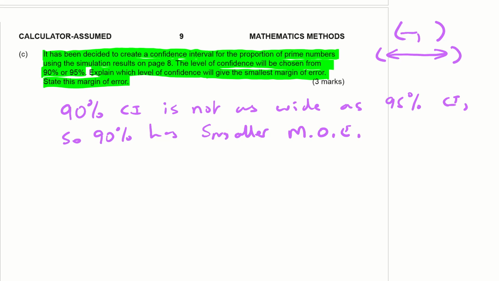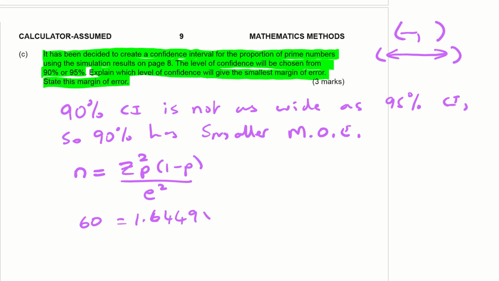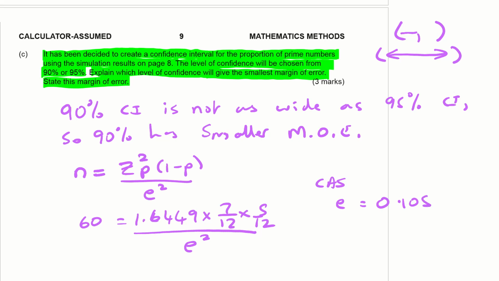Now, once again, we can use that formula for n, which we get from the activity, z squared p, 1 minus p over e squared. And we can substitute some values in. 60 equals 1.6449 times 7/12 times 5/12 over e squared, and solve on the CAS, and we get that e is 0.105. Of course, you could just use the activity at that point. Just make sure you show enough work in when there's 3 marks there.